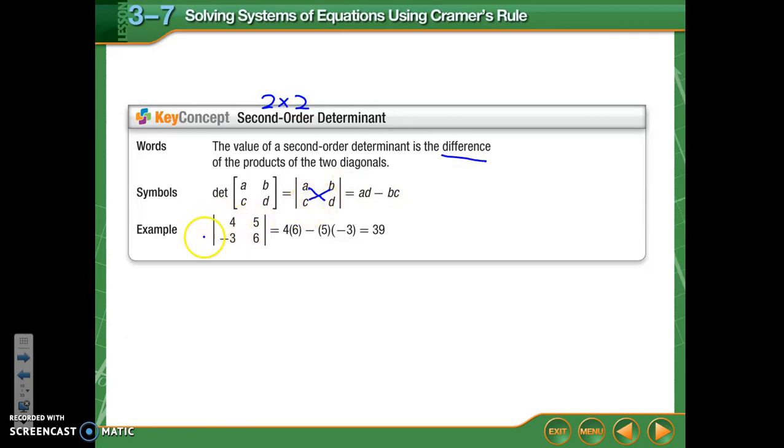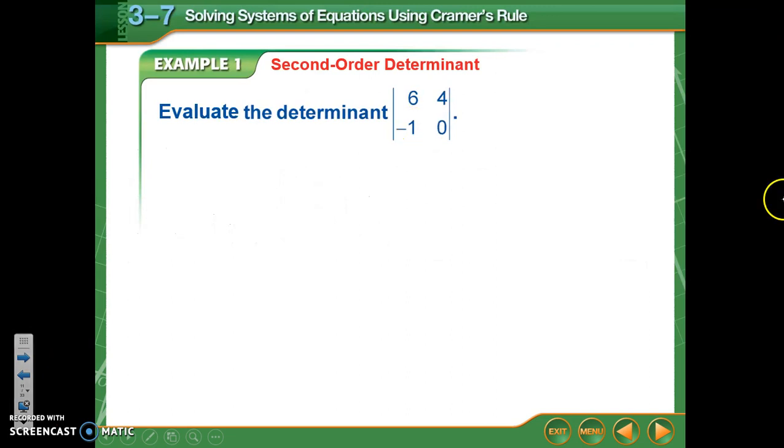times C. So if we look at this example here, notice the 2 parallel lines, so that means find the determinant of this matrix. The determinant is a single number. So I do 4 times 6, which is 24, minus 5 times negative 3, which is negative 15. 24 minus negative 15 gives me 39. So these are pretty straightforward. If I want to find this determinant, I would do the same thing. 6 times 0 minus 4 times negative 1, 0 plus 4. So the determinant here would be 4.